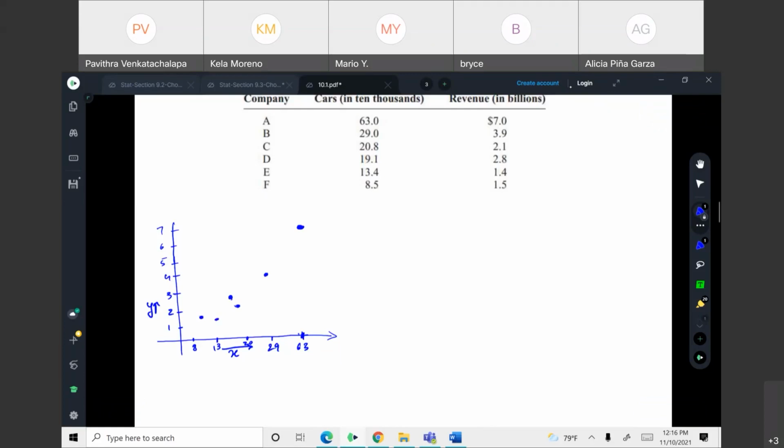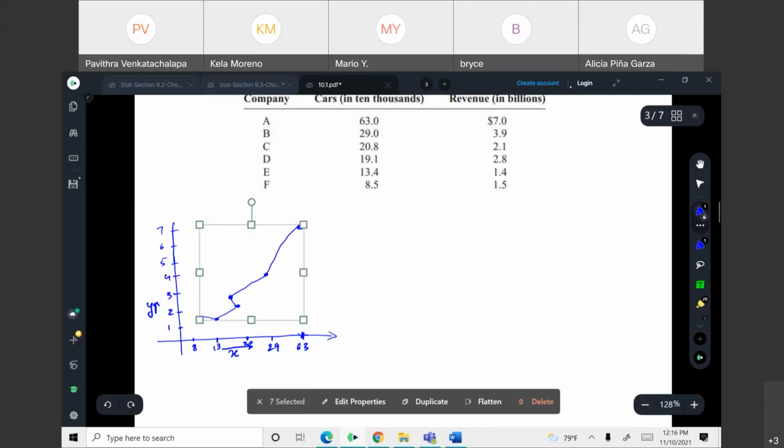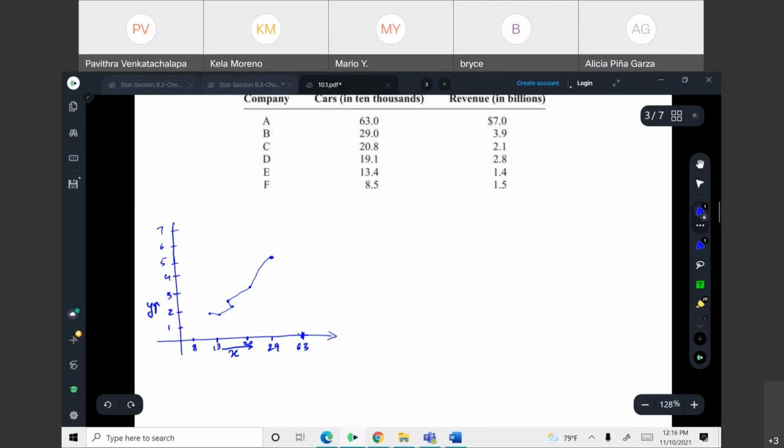Now, if you join this line, the points are very close to each other. So when you take a long scale, if you bring them close together, this will give you a straight line. It cannot be a perfect straight line, as I said. It could be something like this. Okay. Now from this, what can you infer? So this is increasing and we have a positive relationship.